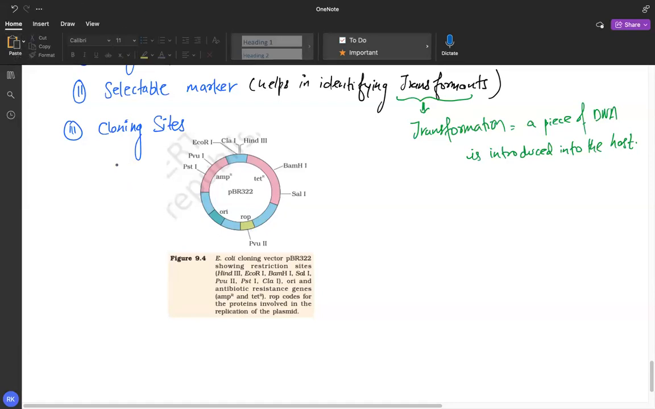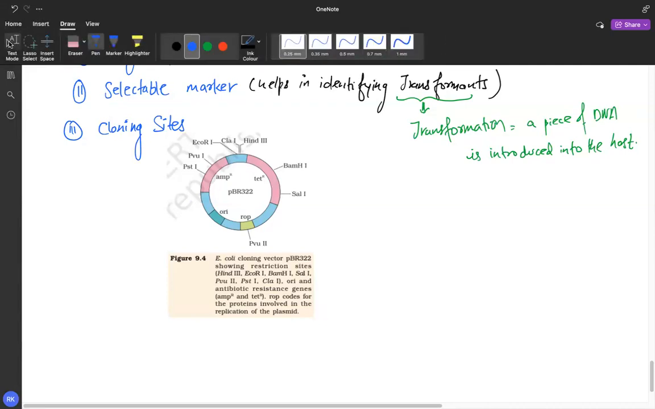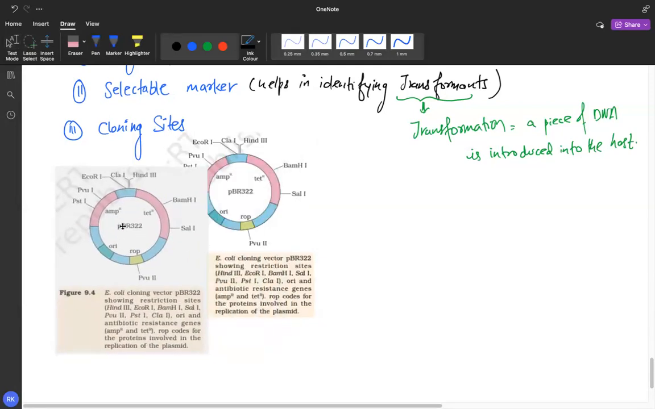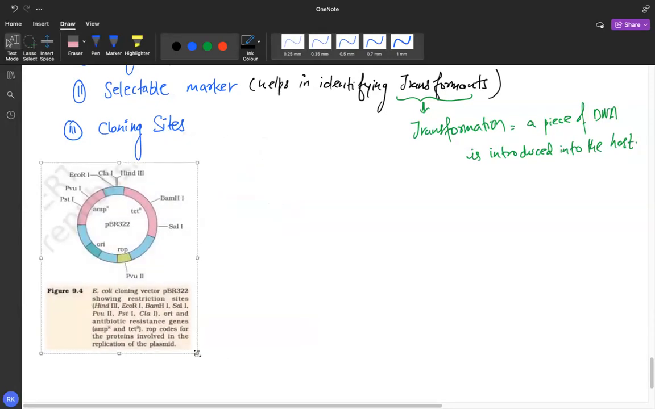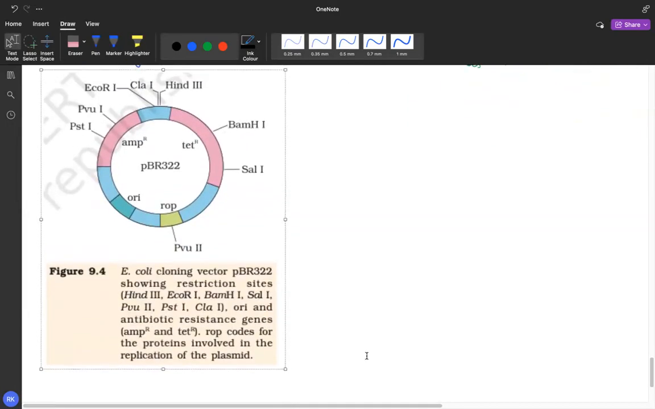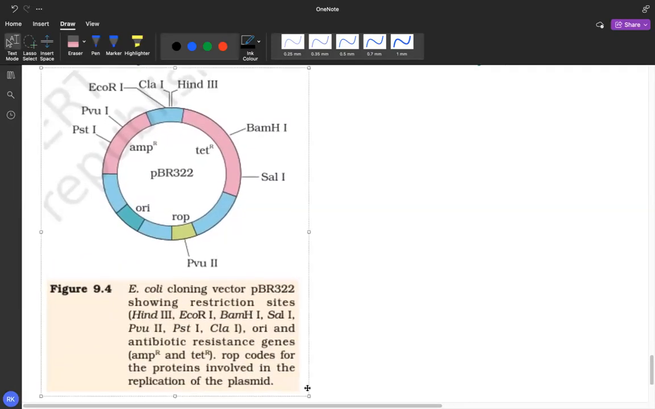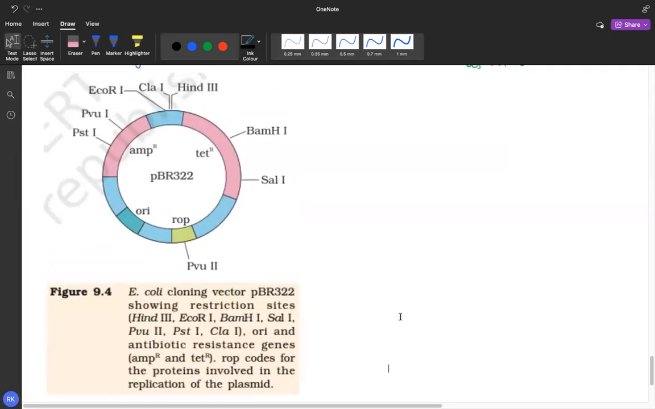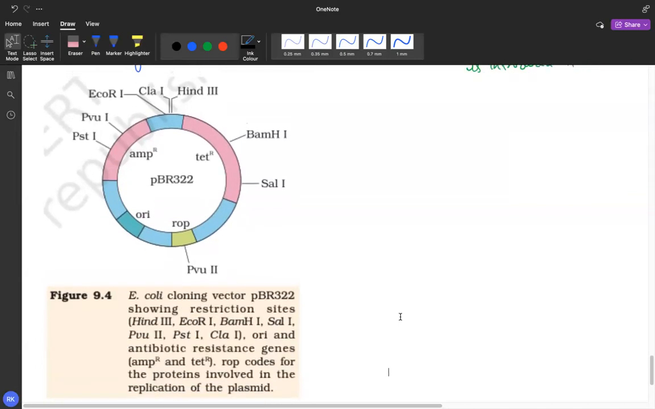So at the end, we always need a circular plasmid. I'll just make this image slightly bigger. Can you see this image? Now this is a very common and standard cloning vector example. Now look here, the name is pBR322.